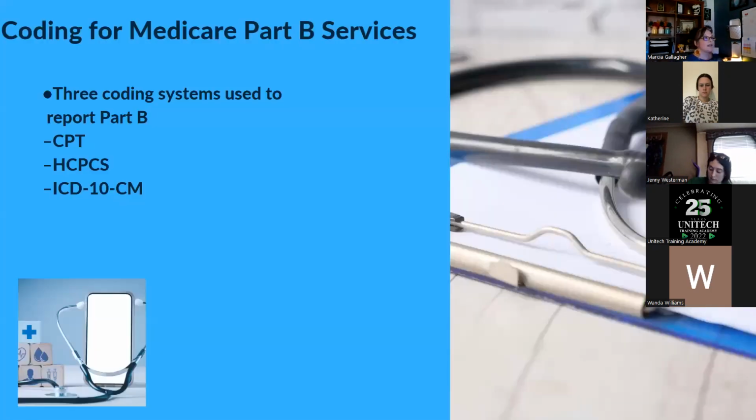So coding for Medicare Part B services is a 3-coding system used to report CPT codes, HCPCS codes, and ICD-10-CM. So we're going to be doing the HCPCS manual too, but that's a little bitty manual and you guys are going to have fun in that. It's easy, easy, easy.